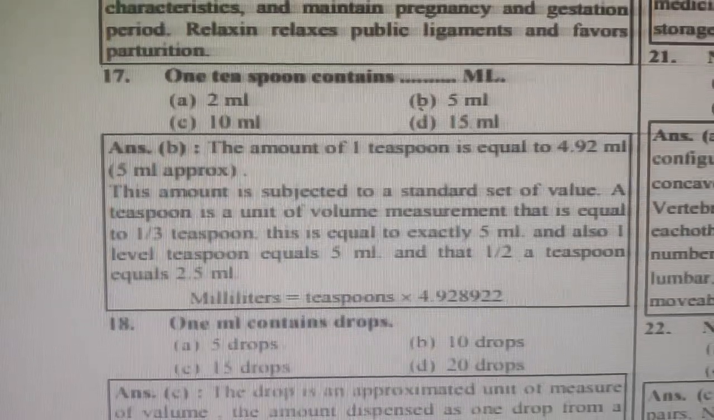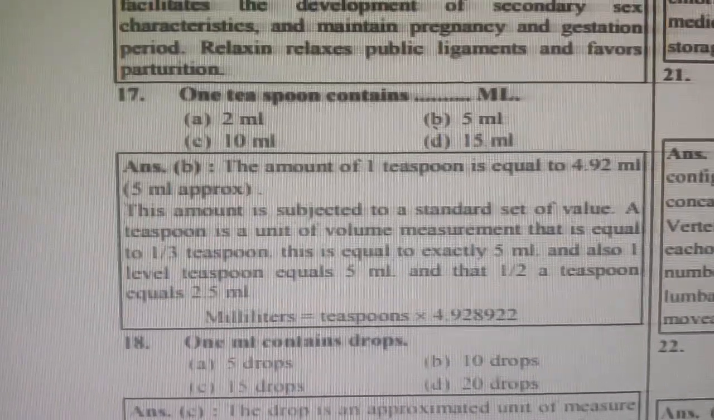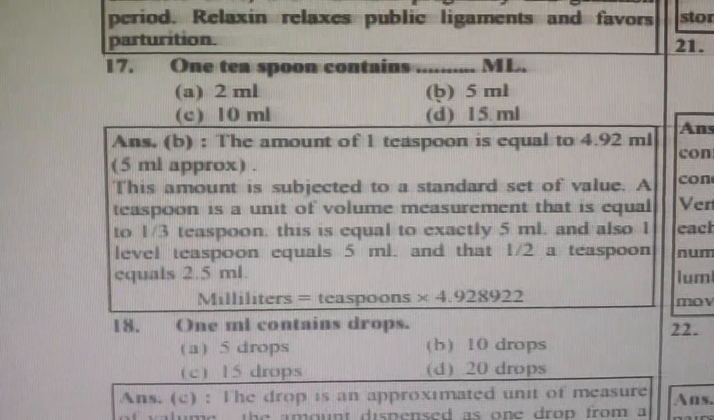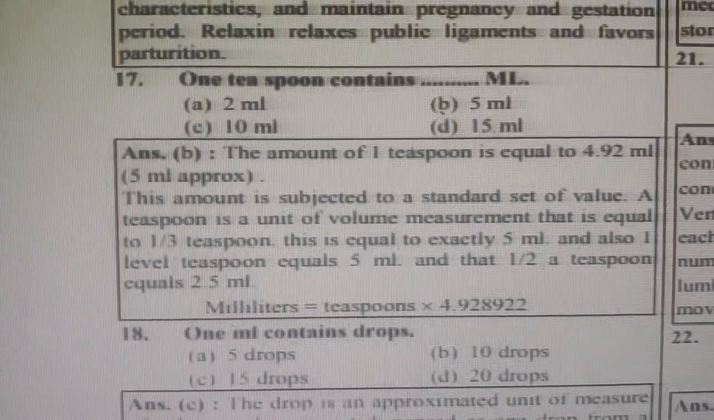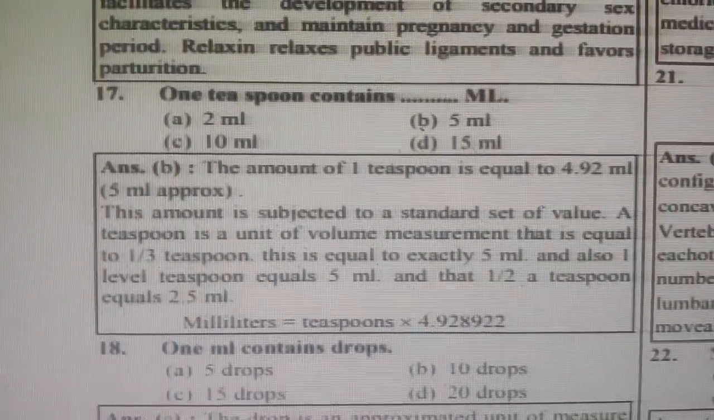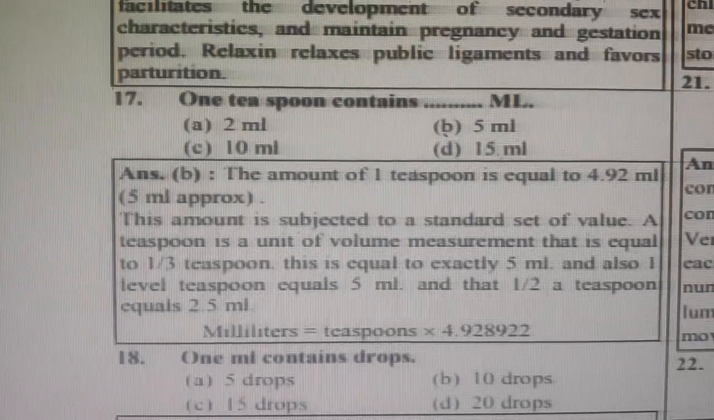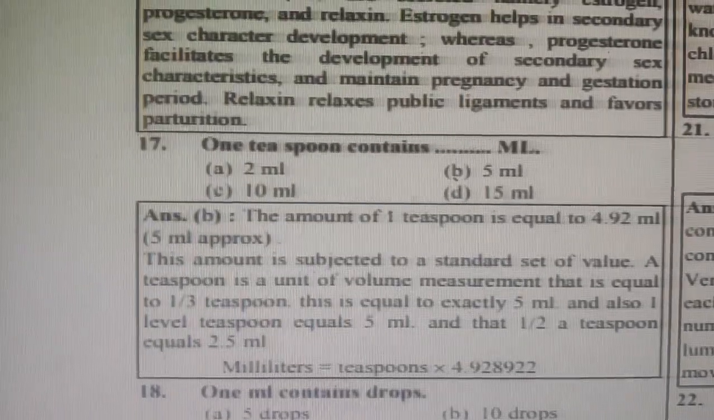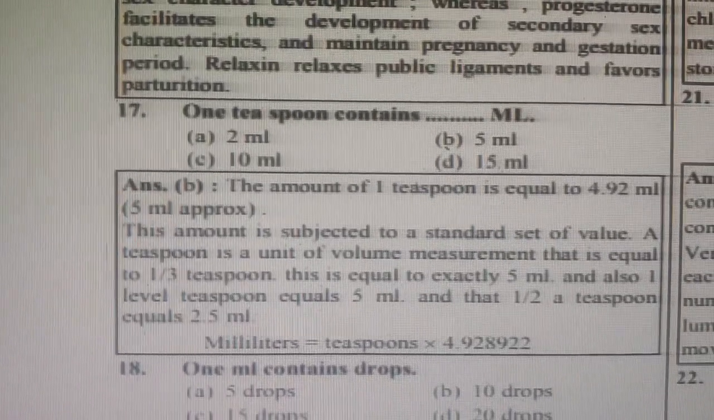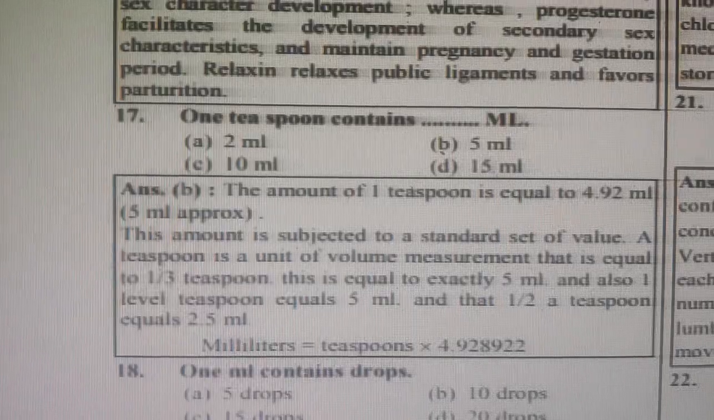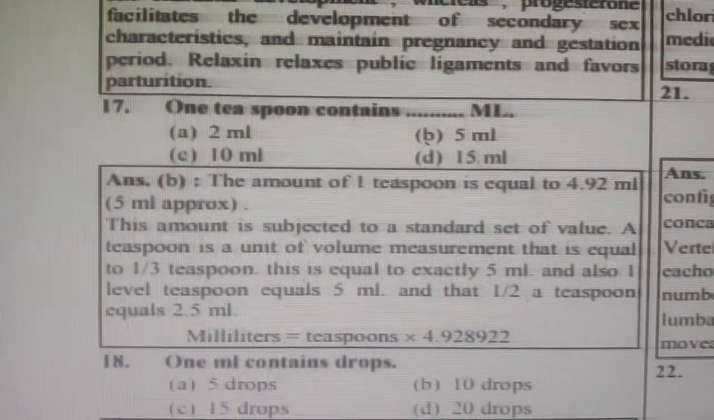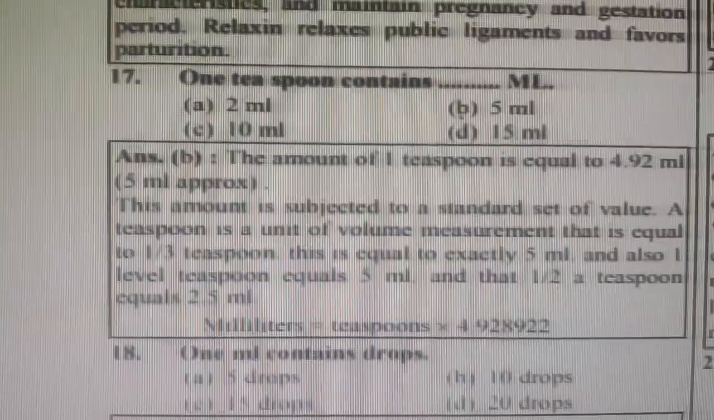Option B is the right answer. 5 ml. The amount of 1 teaspoon is equal to 4.92 ml, approximately 5 ml. The amount is subject to a standard value. A teaspoon is a unit of volume measurement equal to 1/3 of a tablespoon. This is equal to approximately 5 ml, and a level teaspoon is 5 ml, and a half teaspoon equals 2.5 ml.